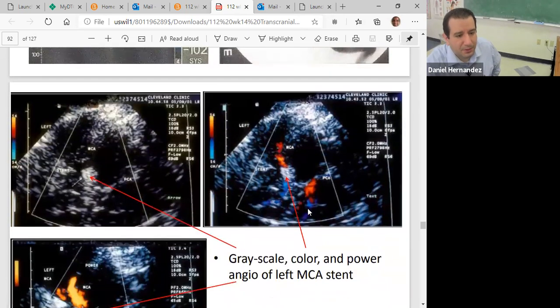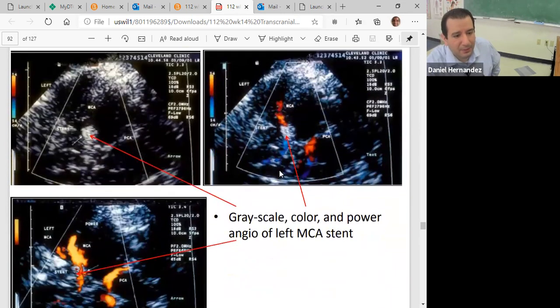So this is a picture, grayscale color with power angio of a left MCA stent.